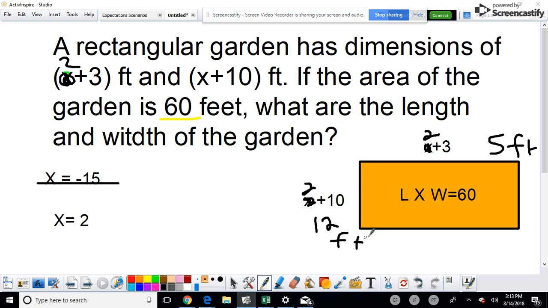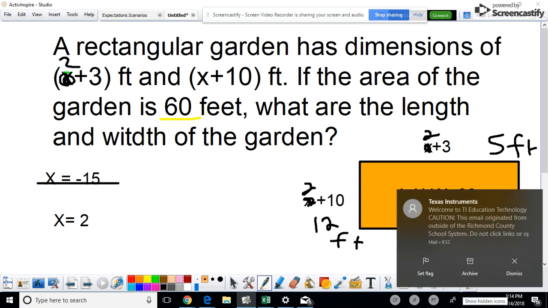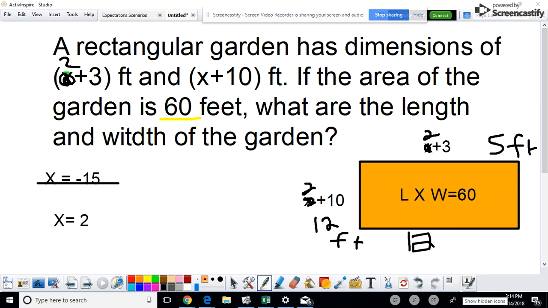How can I know I did that right? Well, because the area should be 60. So if I check it and do 12 times 5, I get 60. So we have solved it. We are done. I know what x is, and I had to factor to solve it. X equals 2. But that's not my answer. My answer is what are the length and width of the garden? So I have to answer the question. Well, the length and width are 5 and 12.